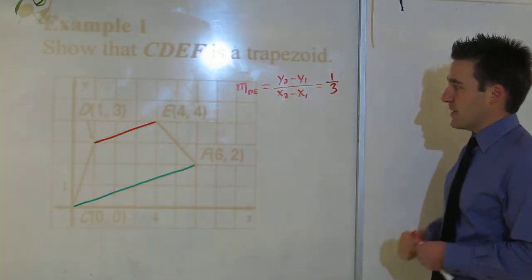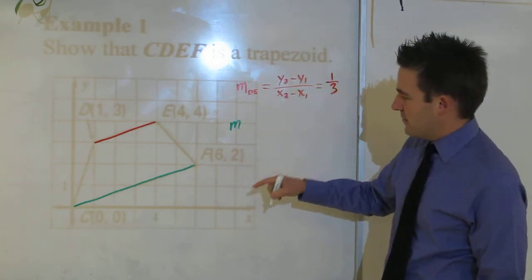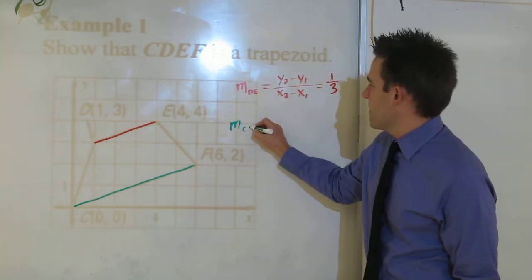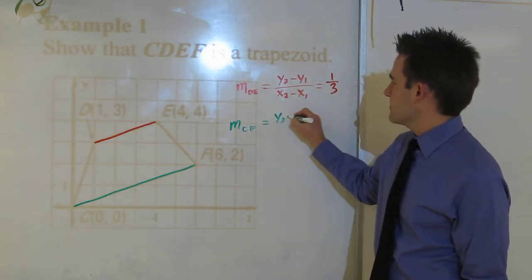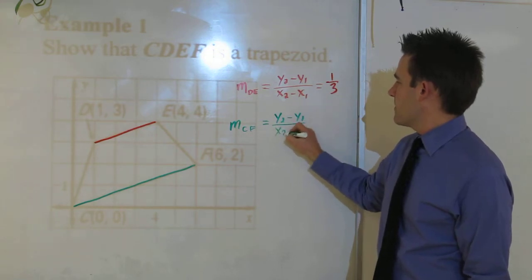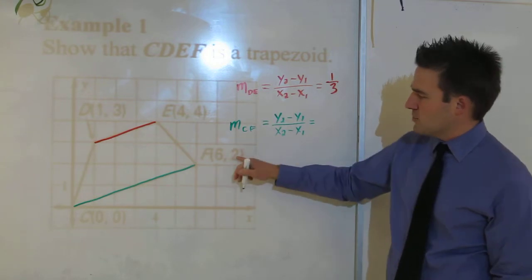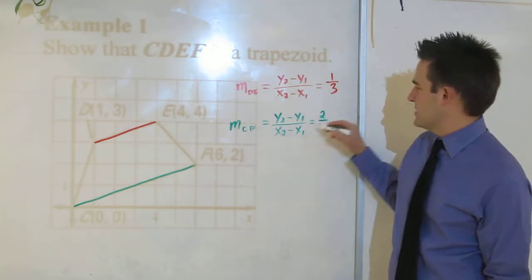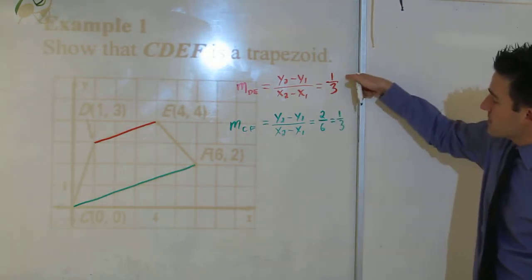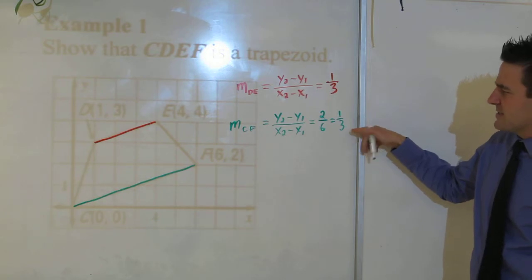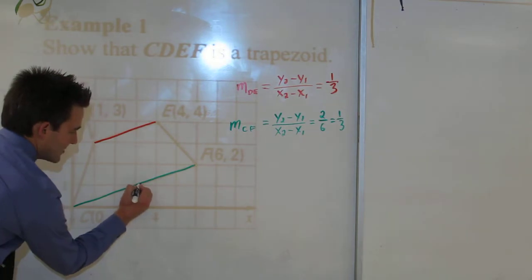Let's find the slope of the green line segment. So here we say the slope of CF. We'll use our slope formula again. In this case, 2 minus 0 in the numerator, 6 minus 0 in the denominator. All right, since the slope of each of these line segments is the same, it means these lines are parallel. These line segments are parallel.